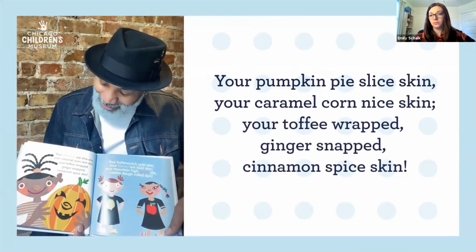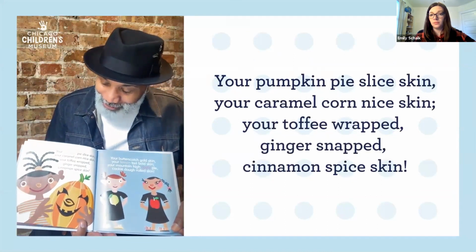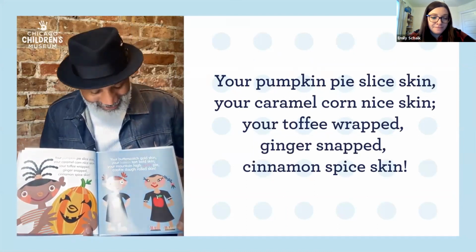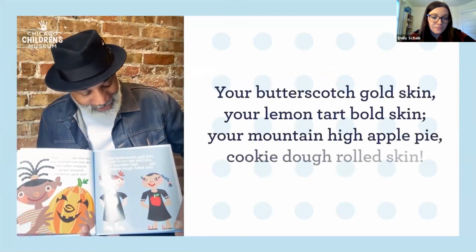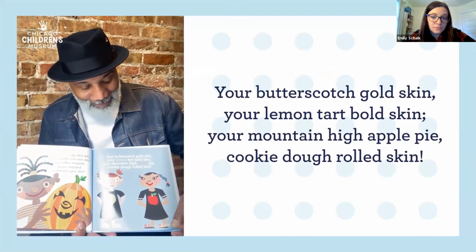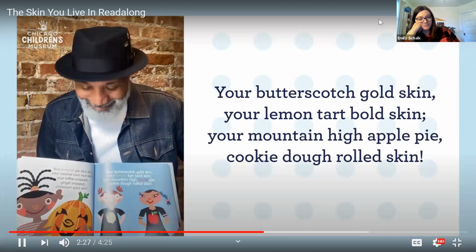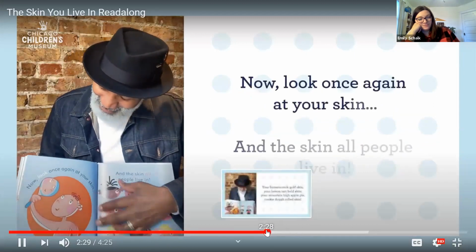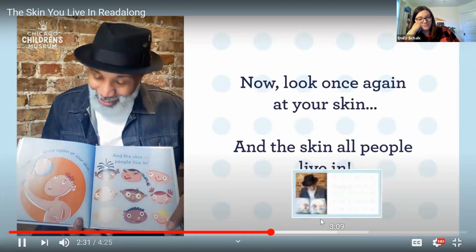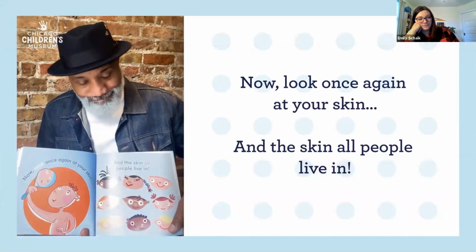Your pumpkin pie slice skin, your caramel corn nice skin, your toffee wrap, ginger snap, cinnamon spice skin. Your butterscotch gold skin, your lemon tart bowl skin, your mountain high apple pie, cookie dough roll skin. Now, look once again at your skin, and the skin all people live in.